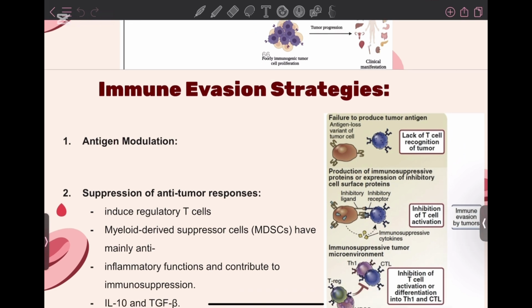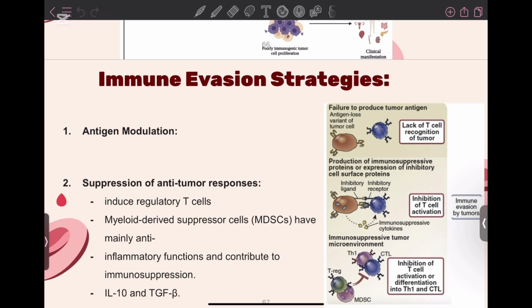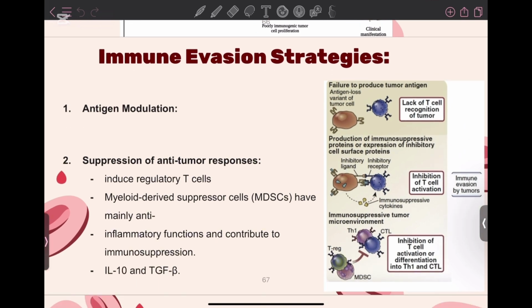So basically, what are the different immune evasion strategies? We have antigen modulation and the suppression of the anti-tumor response. Antigen modulation is when the tumor cells start decreasing their expression of the antigens, because our lymphocytes, our immune cells, basically read the antigens.